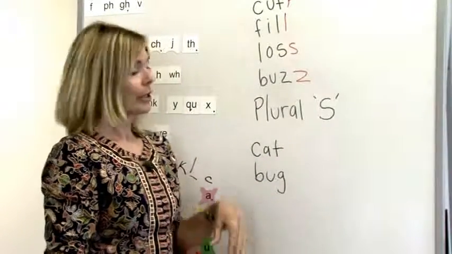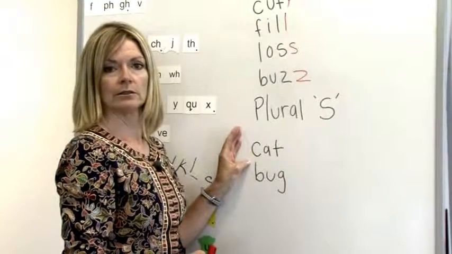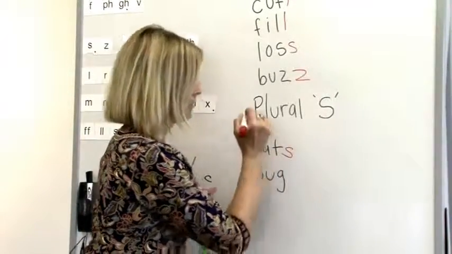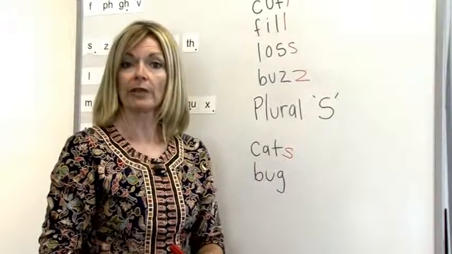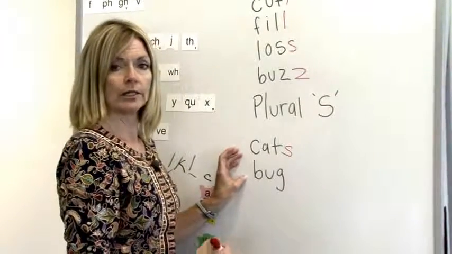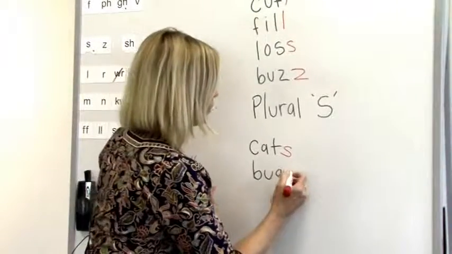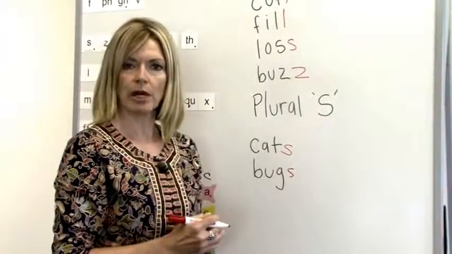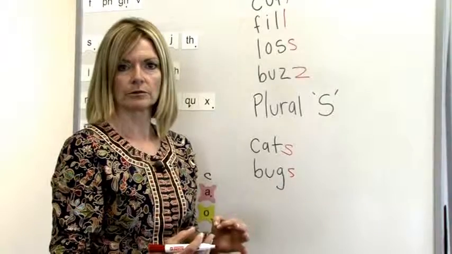Makes it plural. Here we have one cat. More than one cat, we have cats. When we hear the word bug, we have one bug, now we have two bugs. Even though we hear gz, it's still spelled with the S.